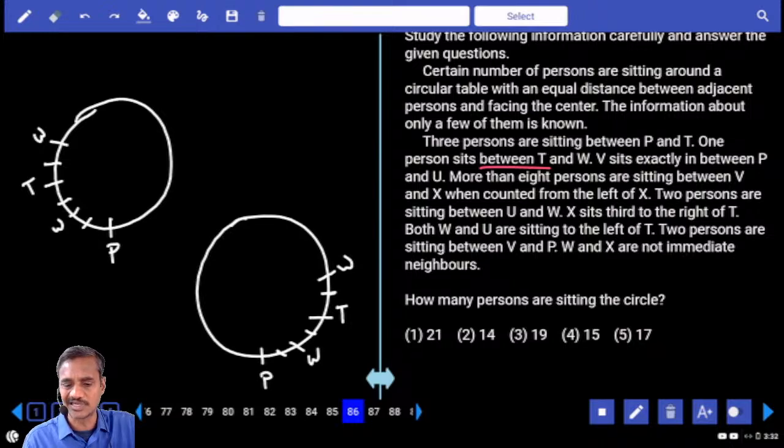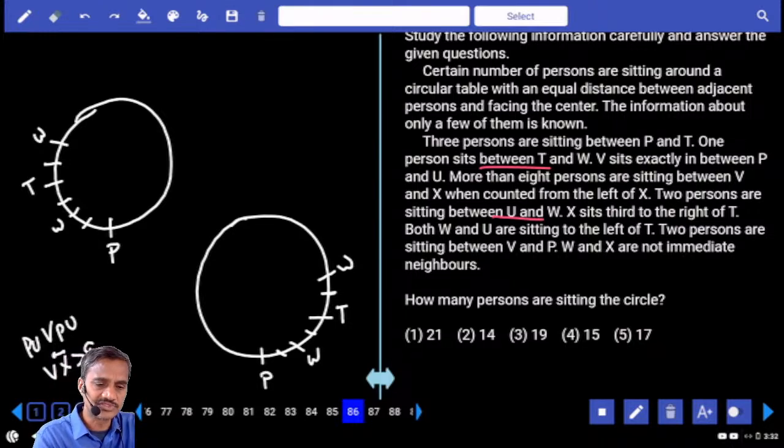And V sits exactly between P and U. V is exactly between P and U. More than 8 persons between V and X, counted from the left of X. And 2 persons between U and W. In between U and W there must be exactly 2 persons.